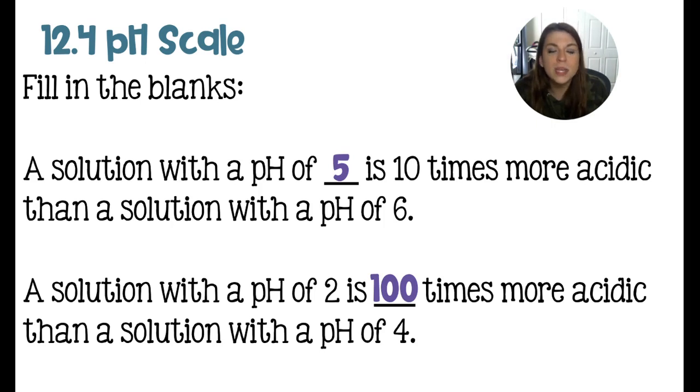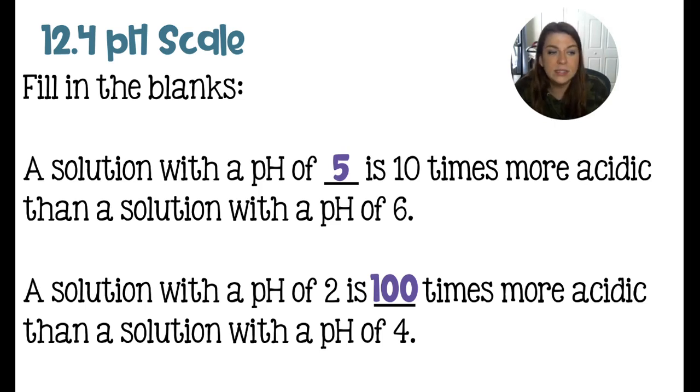A solution with a pH of 5 is 10 times more acidic than a solution with a pH of 6. That is because each jump on the pH scale is a 10-fold difference. Getting lower on the pH scale indicates you have more hydrogen ions and that your solution is getting more acidic. And moving up on the pH scale towards 14 is going to indicate that your solution is becoming less acidic or more basic. Again, each jump is a 10-fold difference, so 2 jumps would be a 100-fold difference, 3 jumps is a 1,000-fold, and so on.